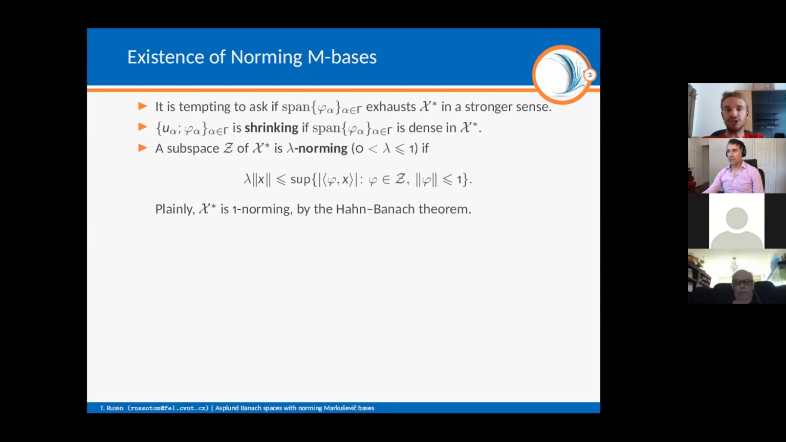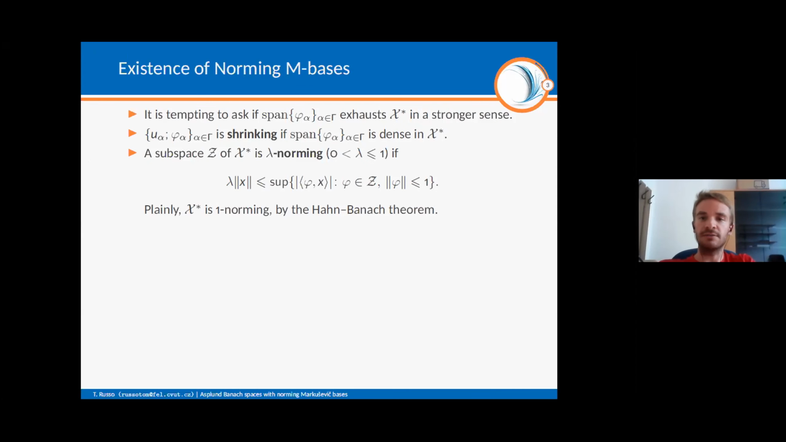There is something in between, which is the notion of normingness. Weak star density, normingness, and norm density are, of course, increasing in strength. So in general, a subspace is said to be norming if this formula here is valid, namely, if you want to norm a vector of the Banach space, you can reduce yourself to using functionals from this subspace. So the supremum of the evaluation of phi on x, where phi is in this subspace and is of norm at most 1, is at least a multiple of the norm. And of course, the inspiration for this notion is the Hahn-Banach theorem, because by the Hahn-Banach theorem, if you pick as Z the whole dual space, what you get on the right-hand side is exactly the norm of x. So the dual is always a one-norming subspace.